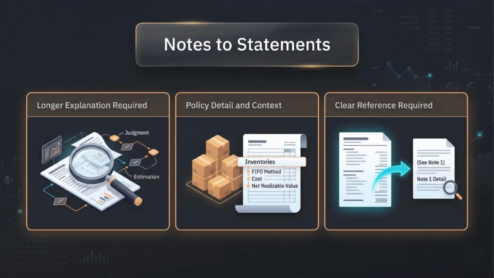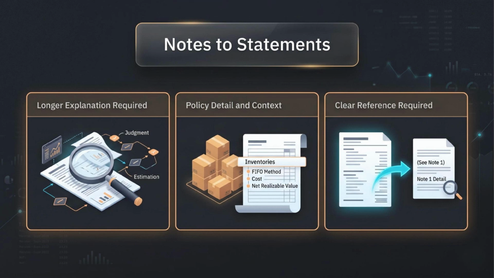Notes to the financial statements are used when the disclosure needs more space. If a policy involves judgment, estimates, multiple components, or special application, a parenthetical will not be enough. Take inventory again. A full note can explain that inventories are stated at the lower of cost or net realizable value, that cost is determined using FIFO, and that cost includes materials, labor, and overhead allocated based on normal capacity. That level of detail helps users interpret the inventory balance and gross margin.